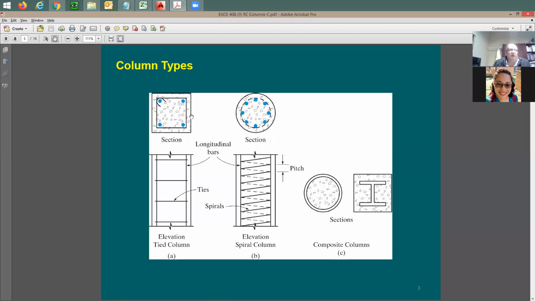So I'm going to show you different column types, and this is regardless of whether it's for gravity or seismic. This type of column we call tied columns. Most likely it's going to be square or rectangular. This is the cross section of the column, and in here you have four rebars, the vertical rebars, also called longitudinal bars, if you like. This is an elevation section of it, and you're going to have ties. The tie is shown in the plan as one closed tie, but here it's just lines.